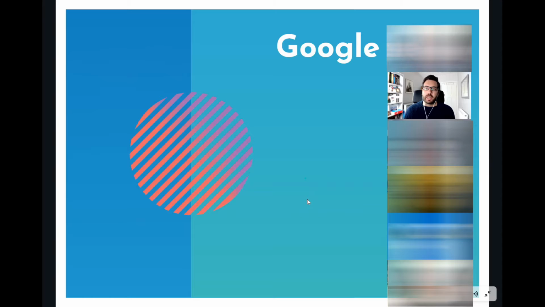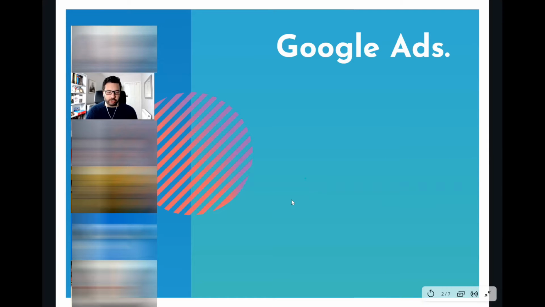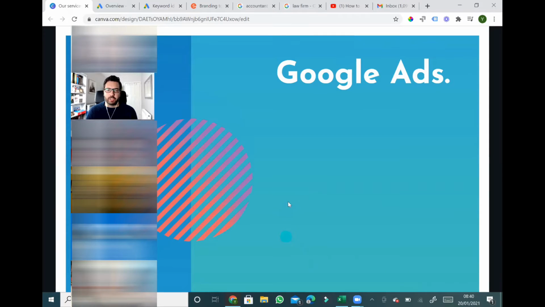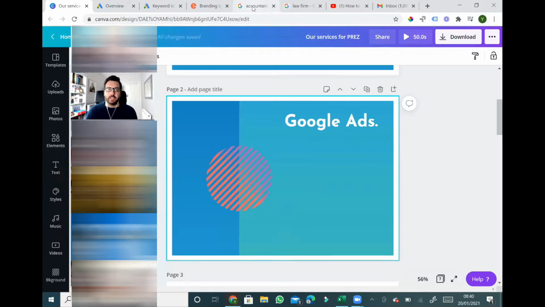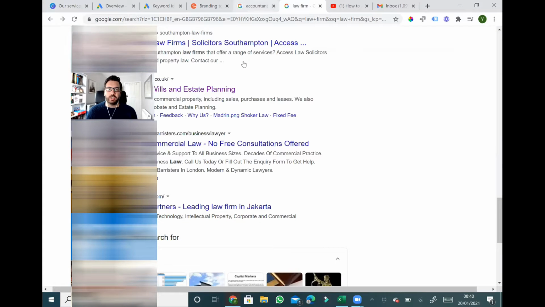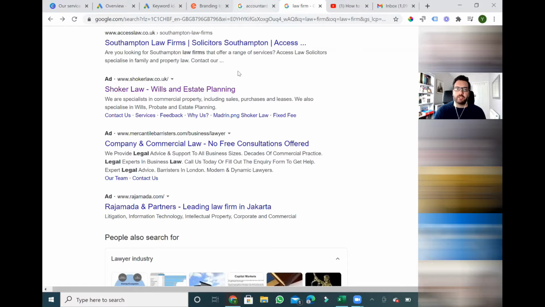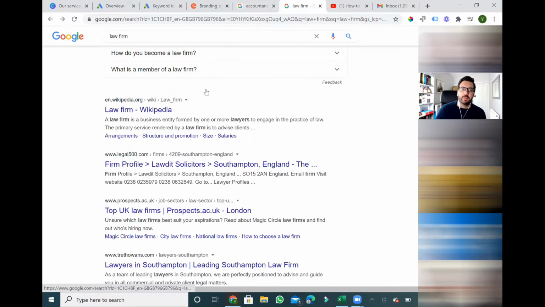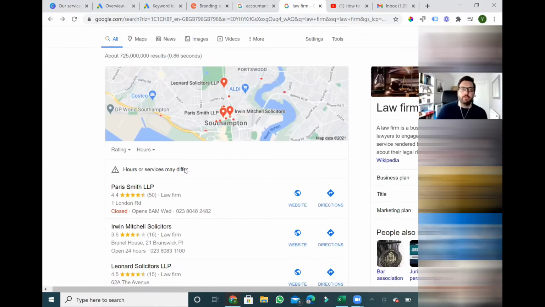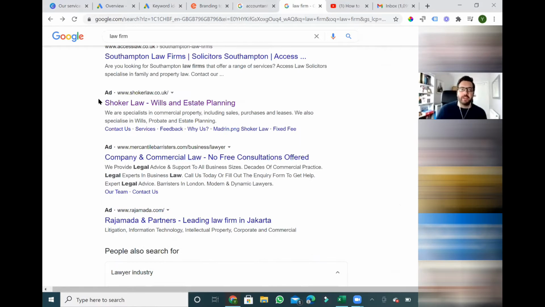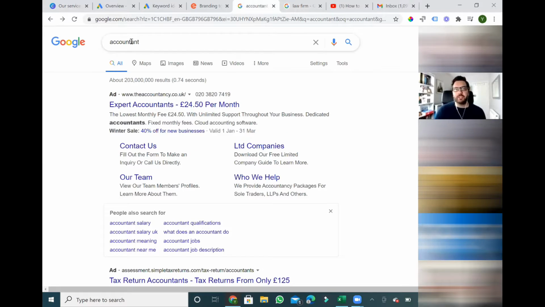Now, Google Ads, I'm sure you've seen them before, but just to show you briefly what we mean when we say a Google ad. So this is, for example, law firm. You type law firm into Google and there'll be results, and then you'll see some that very clearly say ad next to them. For an ad, they have paid to be in this place. So if you type in accountant, the top two results are these ones, and these are paid for.